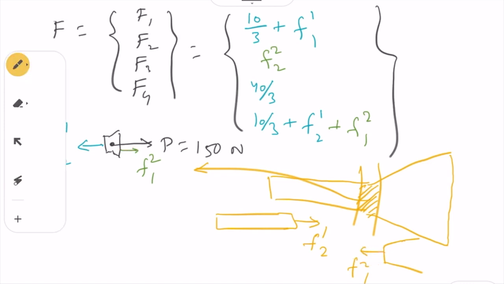So if you see from the equilibrium point of view, all the forces in the x direction are equal to 0, and hence you will have P plus F21. Here there is a mistake basically. Okay, just a minute.